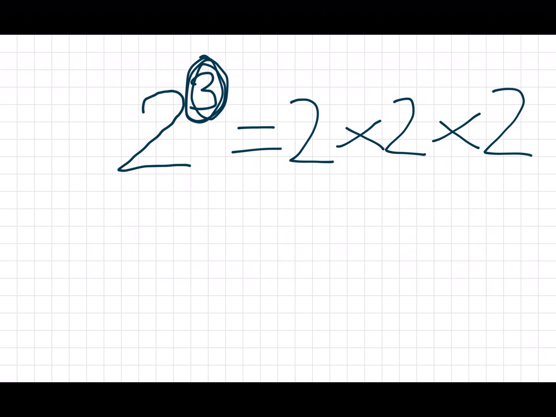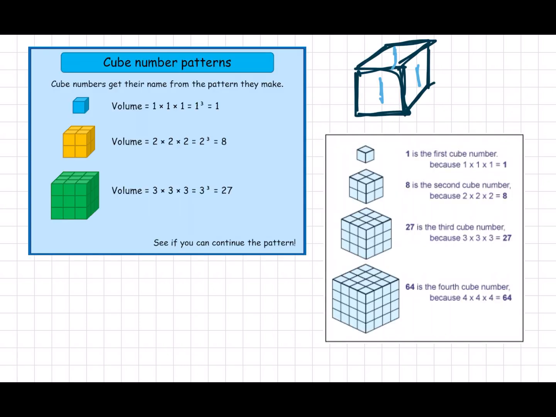So 3 up the top here is our cubed number, which means 2 times 2 times 2. You do it 3 times. So going back to our pictures here, let's have a look at the 2 times 2 times 2, which is 2 cubed. We've got here 2 times 2, there's our square number, but then we do it again, times 2. 2 times 2 times 2.